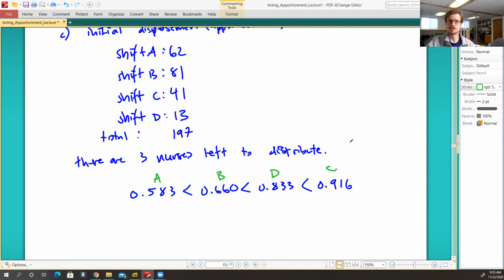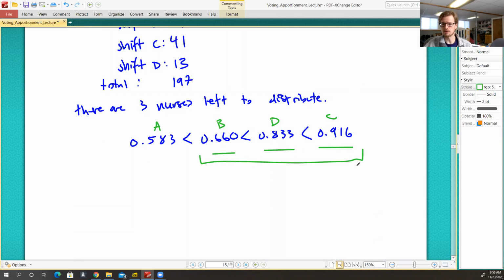So there are 3 nurses left to distribute. So we'll pluck off the highest 3 fractional portions. So highest, next highest, next highest. These are where the nurses will be distributed to. So these shifts will receive the additional nurse. So each one of them will receive an additional nurse.